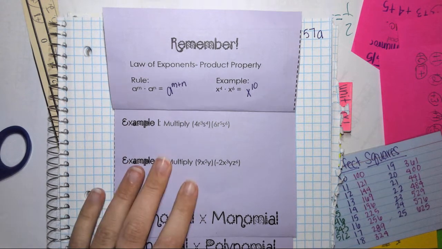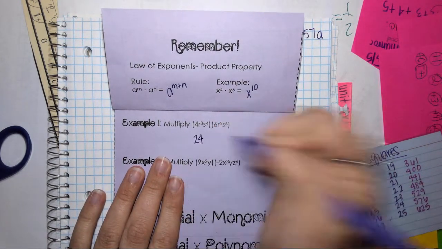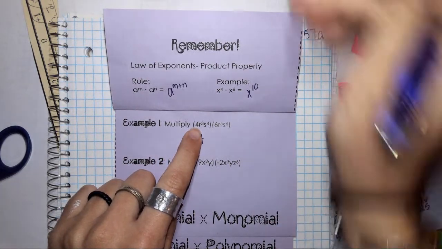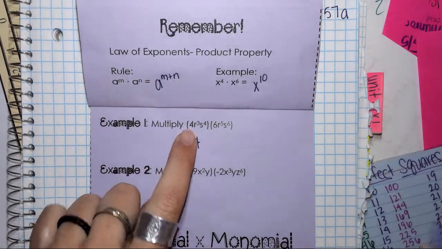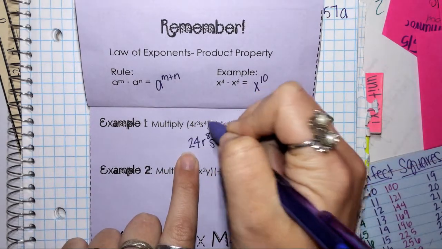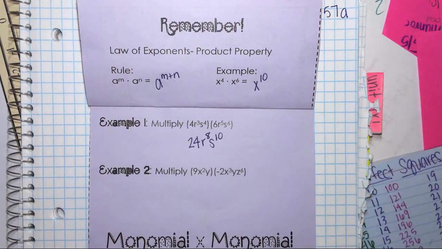So for example 1, you would multiply 4 times 6, and you get 24. And then you're going to multiply your r's together. Now you only add the exponents of the like bases. Remember, that's what we learned. So 3 plus 5 is 8. 4 plus 6 is 10. Boom, you're done.